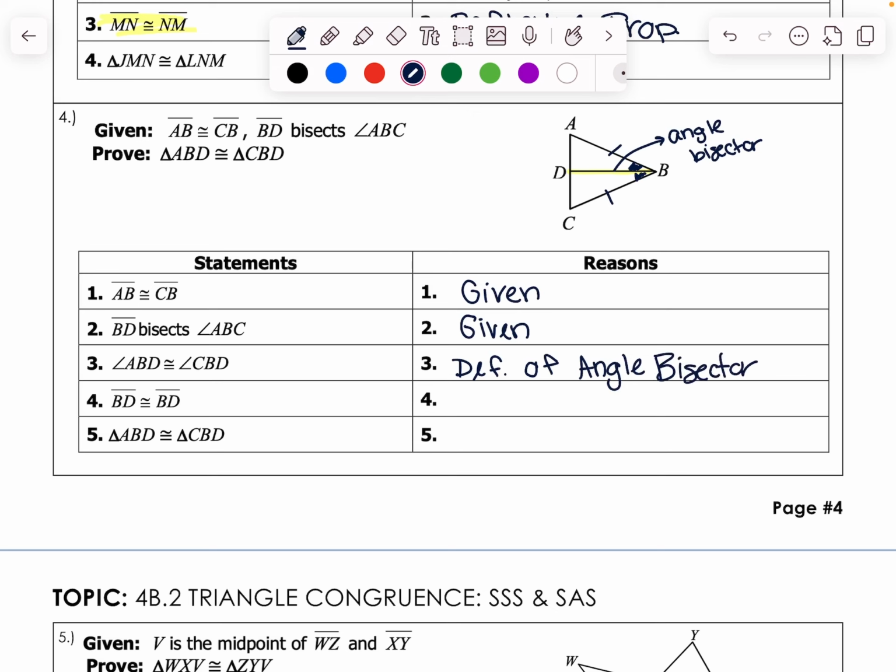Okay, and then that same property shows up again. BD is congruent to BD, so it's congruent to itself. That's going to be our reflexive property. And then we can say our triangles are congruent because of SAS.